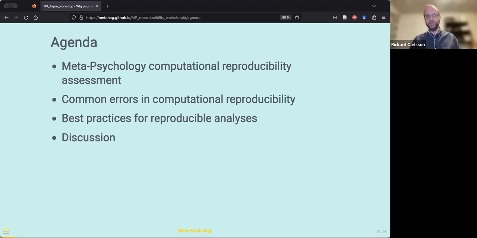And hopefully we can, based on our experience, start to formulate some kind of best practices for reproducible analysis, which we'll also discuss. And at the end of the presentation, we will have a general discussion with questions and answers.